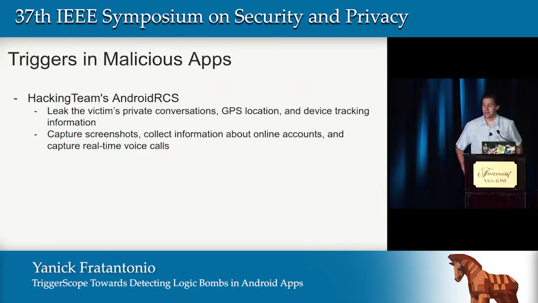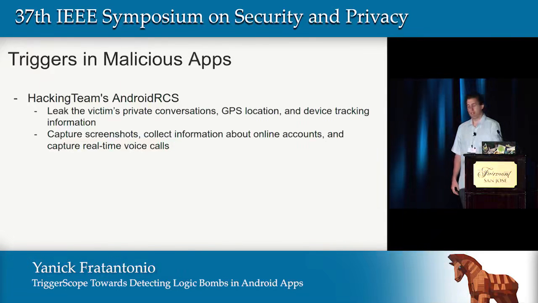Another application we analyzed was the hacking team's Android RCS. This application hit the news, I think, 6 months ago, because they found that it was used for targeted attacks against activists, and it was extremely powerful. Basically, it was able to leak victims' private conversation and GPS location, track the device, capture screenshots, and so forth.